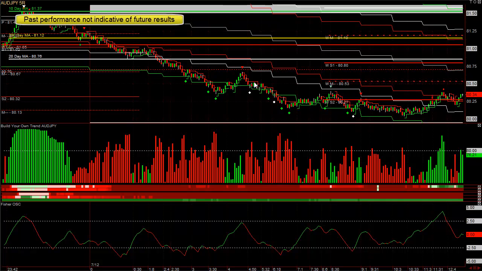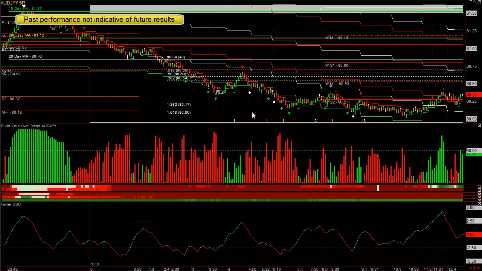You might have drawn your fibs off the previous swing and waited for that area to get hit. That's most of the time where the market's going to go to. You can see it pretty much went to that level, maybe 1 pip below before it reversed.